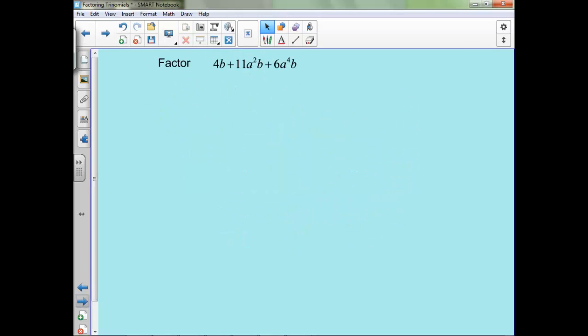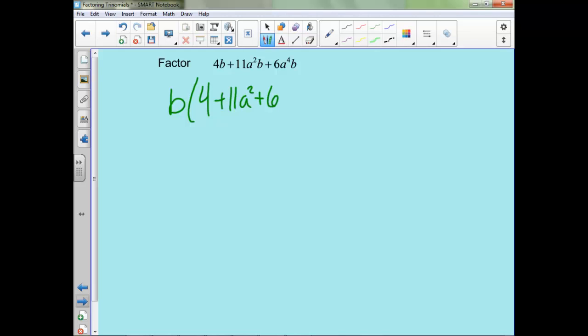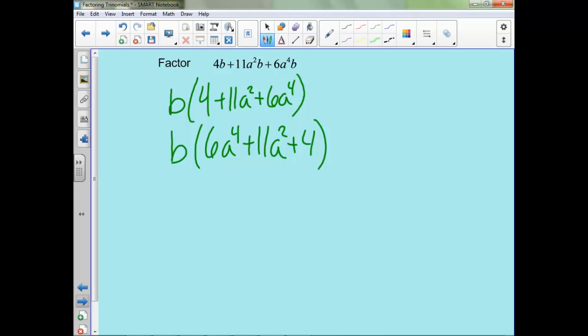Alright, so now we're going to factor this trinomial. So once again, let's see if they've got a common factor or GCF. And it looks like we can take a b out. So we're left with 4 plus 11a squared plus 6a to the fourth. And once again, let's put them in order with our highest exponent. And now, even though this is a to the fourth, that's okay because this is a fourth and this is a squared, just like we had x squared plus x. Notice if we had squared both, we'd get to the fourth and a squared, so that's okay.